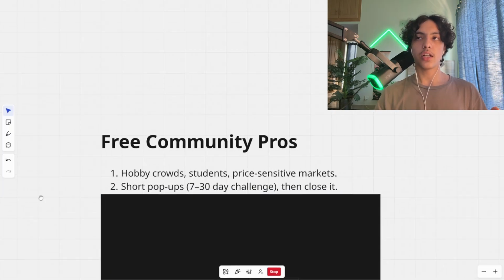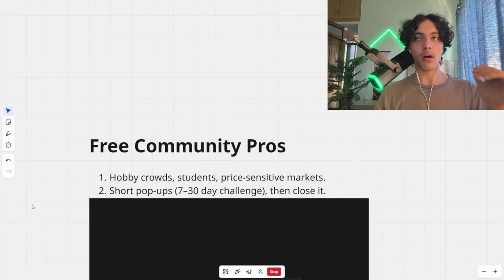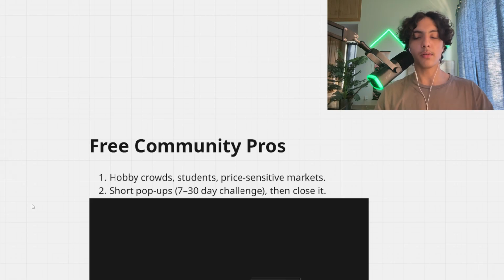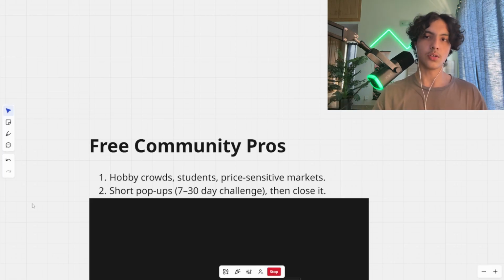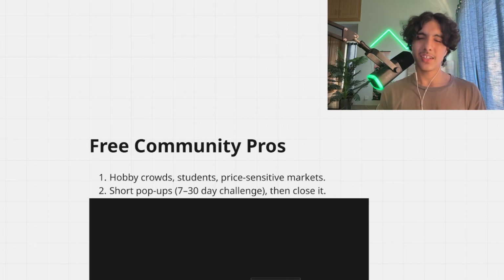Number two, there's also short pop-ups. So a 7-day or 30-day challenge, and then you can close it. What that does is basically you can get a ton of people in the free community, then you can focus all in on nurturing them. I personally don't like this strategy. A lot of people tried it. I've tried it before. This strategy just doesn't really qualify as well. A lot of people think, oh my God, we're going to get so much qualification, but people mostly just leave the free community or they lurk.